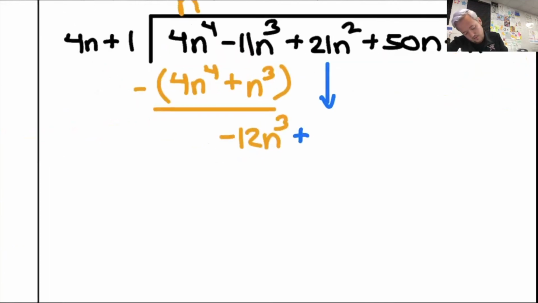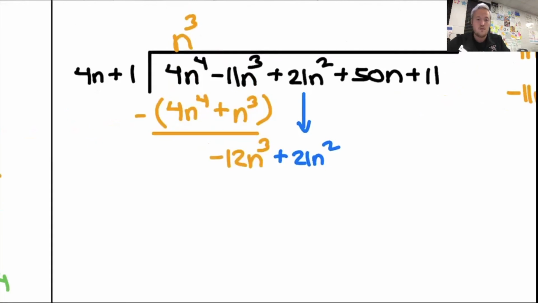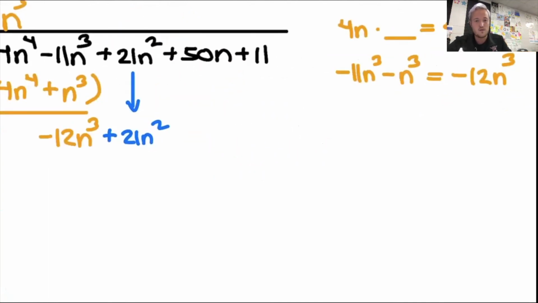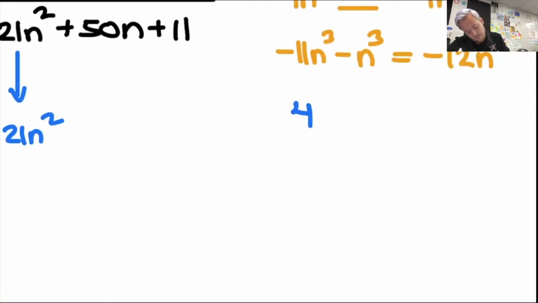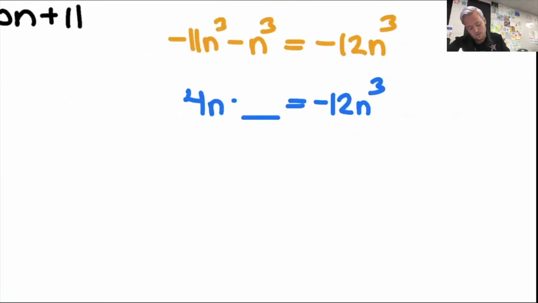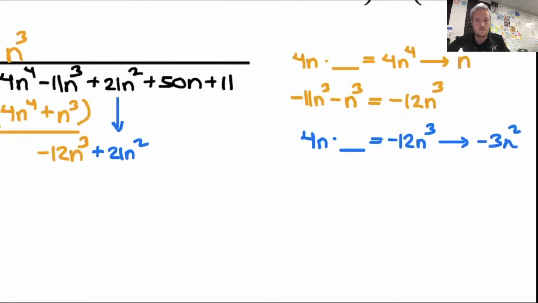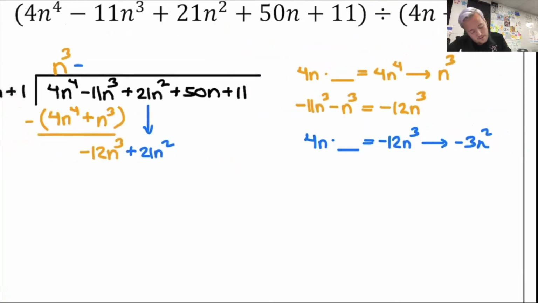So plus 21n squared. All right, so 4n times some value to give you negative 12n cubed. So that would be negative 3n squared. So that's what I'm going to write up here. Negative 3n squared.